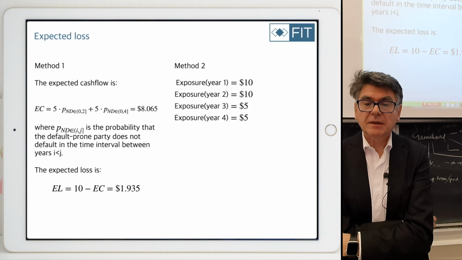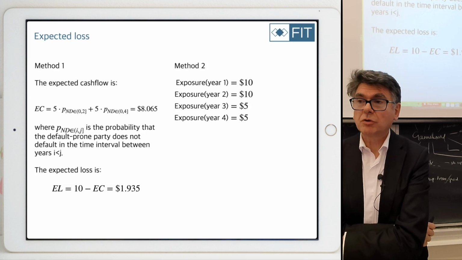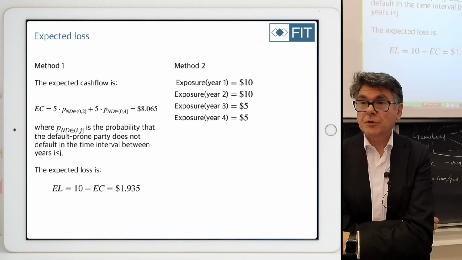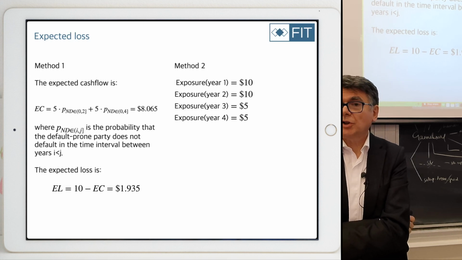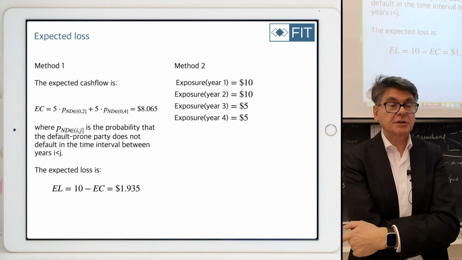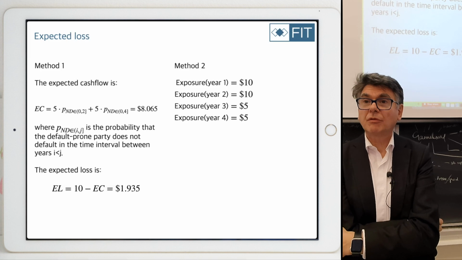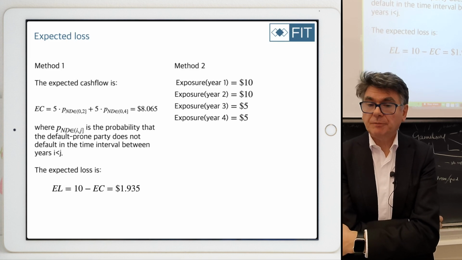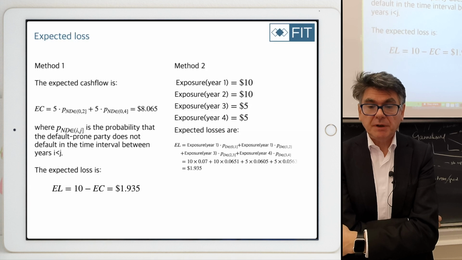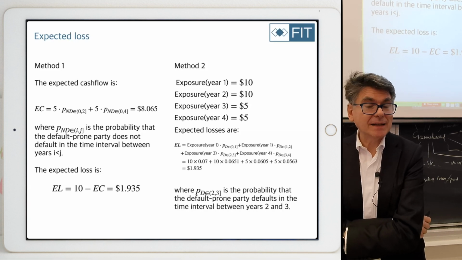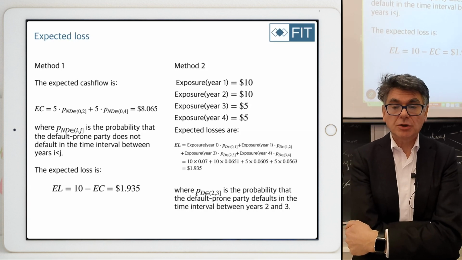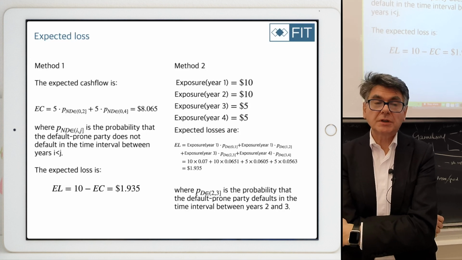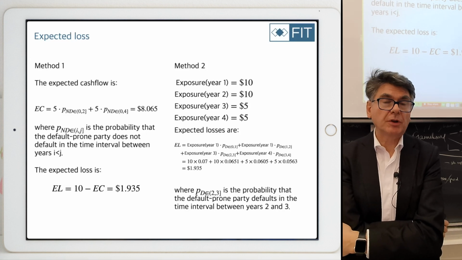The second method, what I'm going to do is look at the exposure per year. The first year my exposure is $10, second year is $10, but then in year 3, the exposure is only $5, because in year 3 you would have paid a $5 coupon already, right? And look at this. The expected losses can be calculated. I get exactly the same answer, $1.93.5, if I calculate the exposure times the probability of default on that particular year.